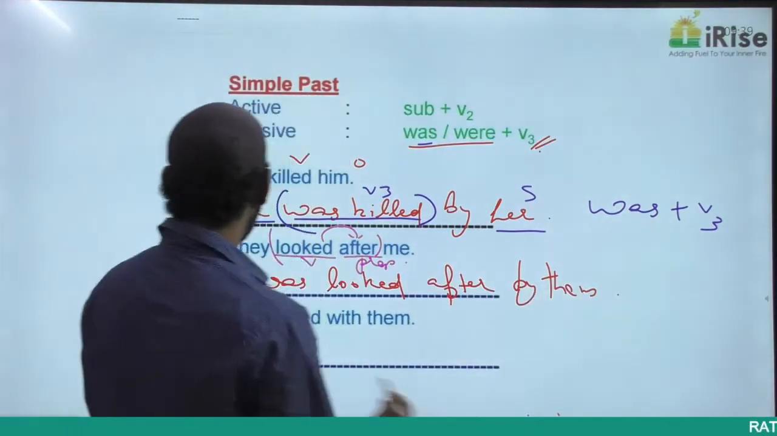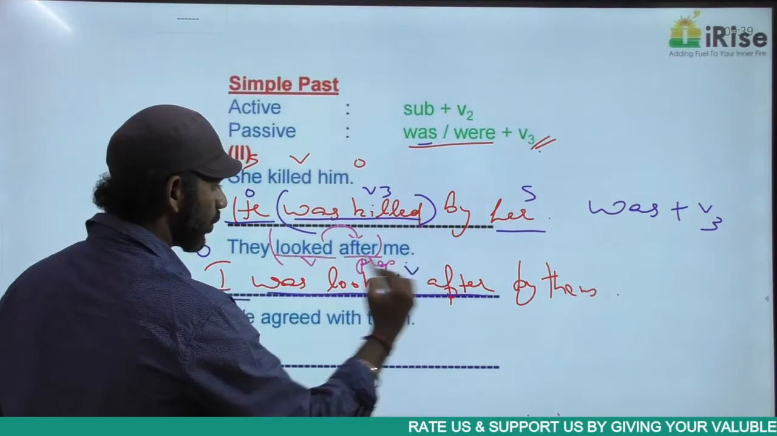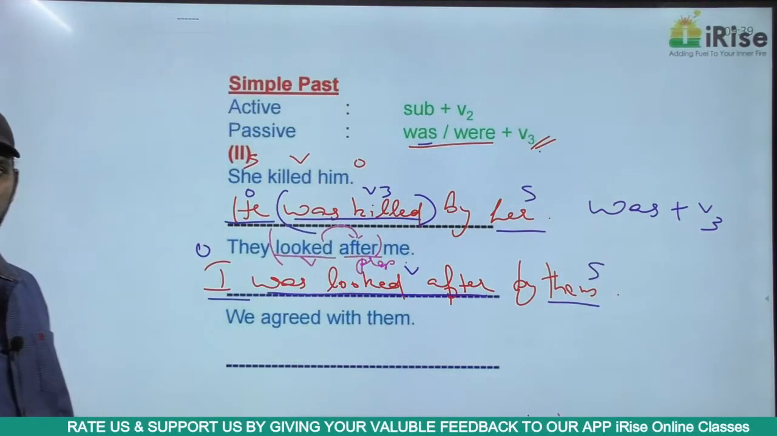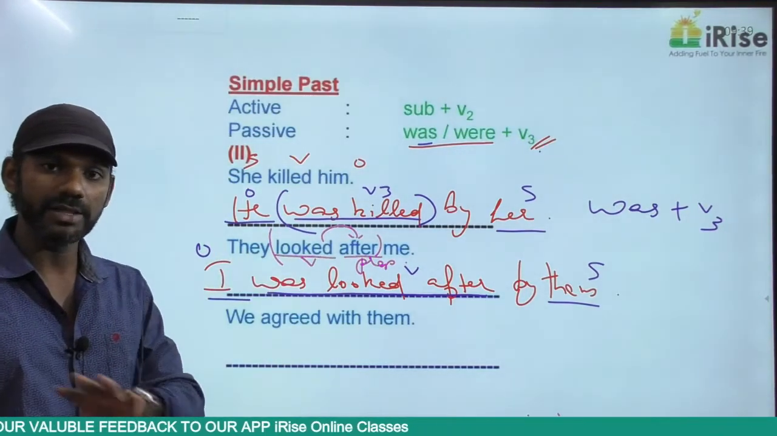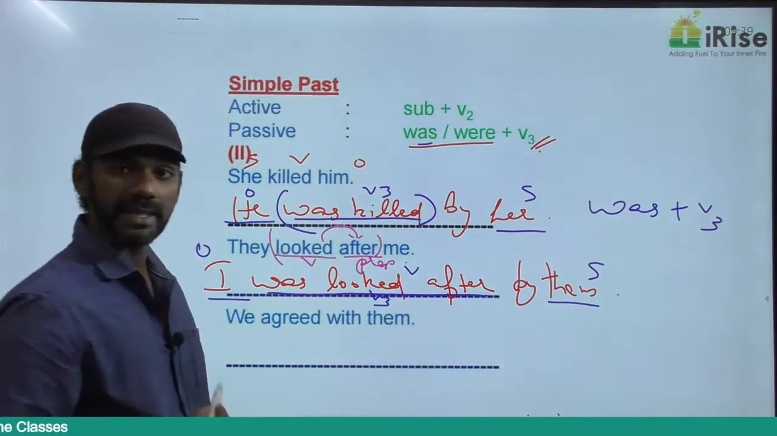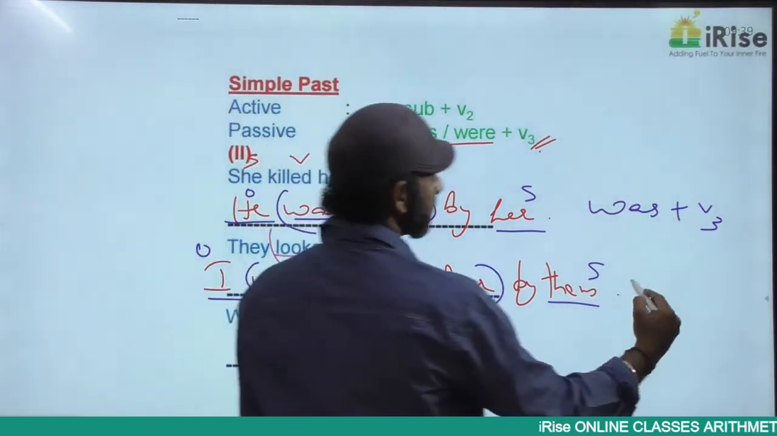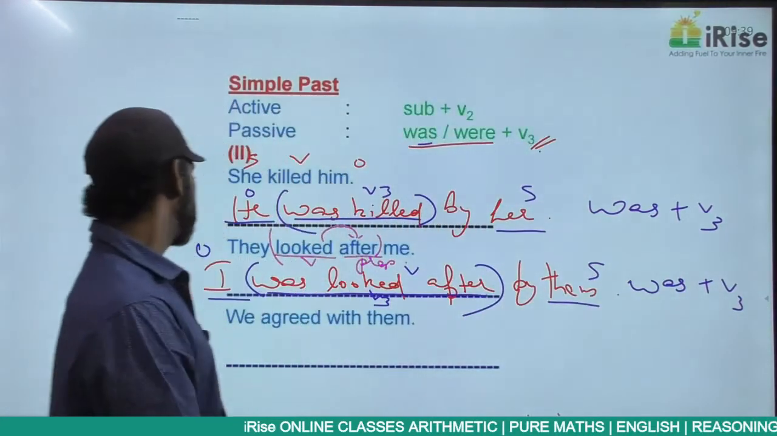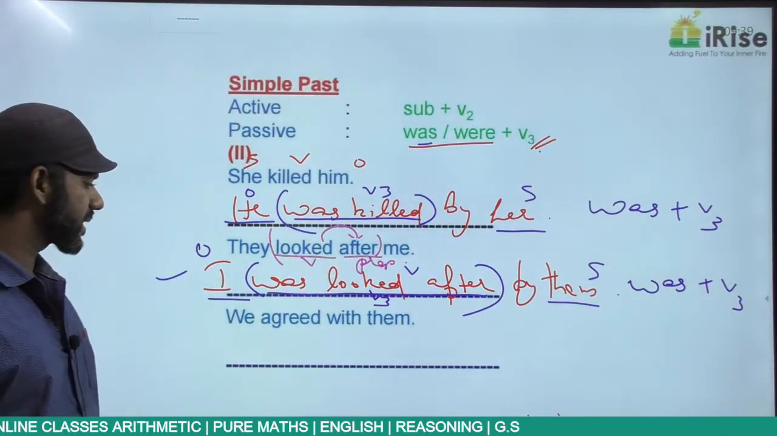The pronoun I is the object here. Was looked after is the verb here. Them is the subject. Object, verb, subject: passive voice. Looked is both V2 and V3. Look, looked, looked. In this case, looked is in the V3 form because the sentence is in the passive voice. So was looked after is was plus V3, and was plus V3 is simple past, passive voice. Getting it? Come to the next one.